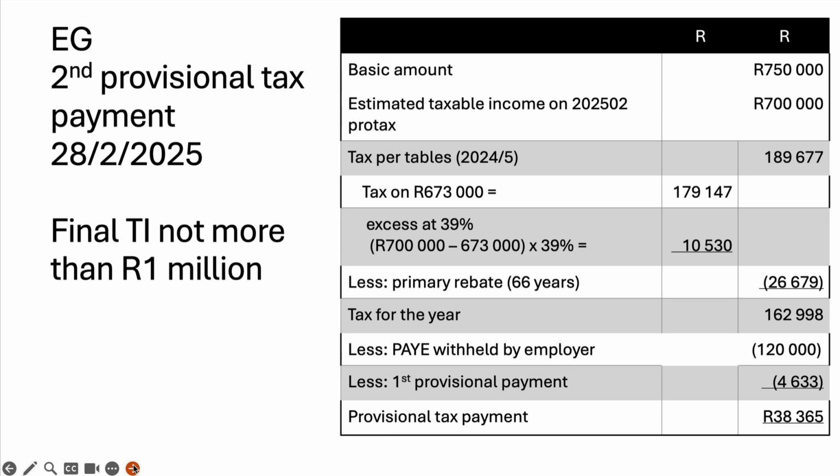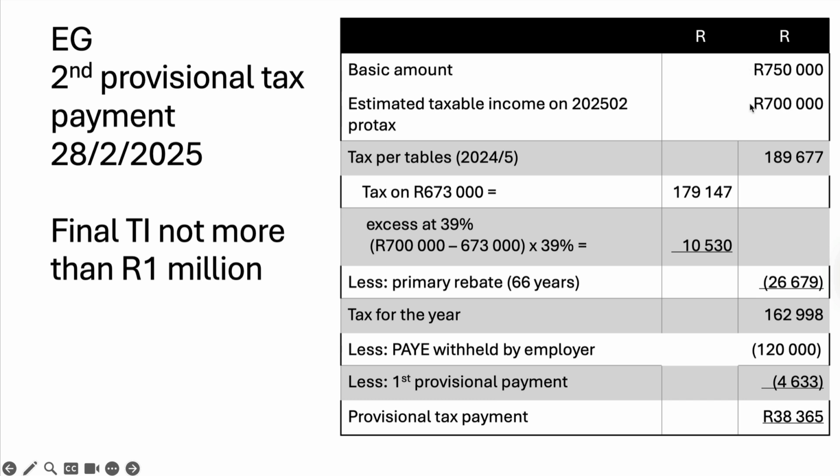Now, based on that estimated taxable income, going through tax per the tables, take out the rebate. If he was 66 years old, that's the total rebate he gets for the year. And so his tax liability for the year on the 700,000 is 162,998. Let's assume he has paid some employees' tax during the year, 120,000. He made a first provisional payment of 4,633. So his second provisional payment based on that is going to be 38,365.